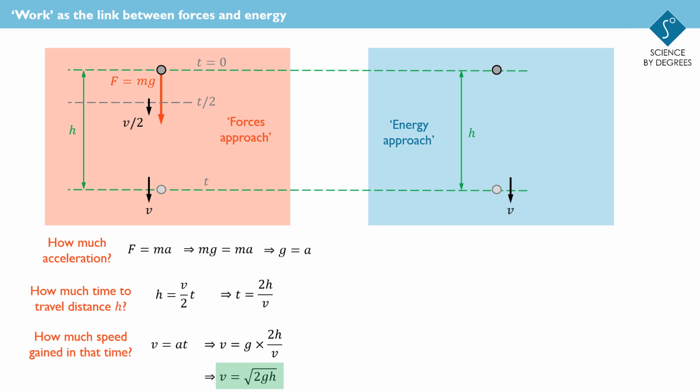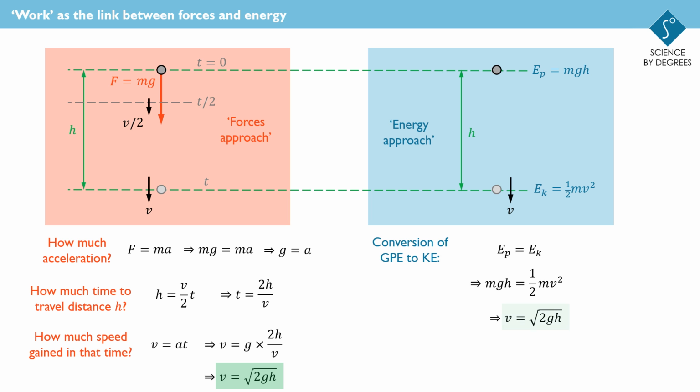Next, the energy approach. The gravitational potential energy of an object, a distance h above a reference height, is given by E equals mgh. When the object falls through the distance h, that gravitational potential energy turns into kinetic energy, the energy of movement. That kinetic energy is given by half mv squared, and we can equate that to the loss in gravitational potential energy. Notice that we don't need to consider the time taken for this to happen in this approach. The m's cancel, and we're left with v equals root 2gh, exactly the same as from the forces approach.